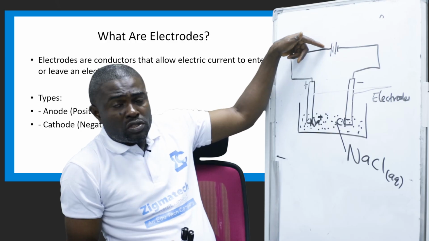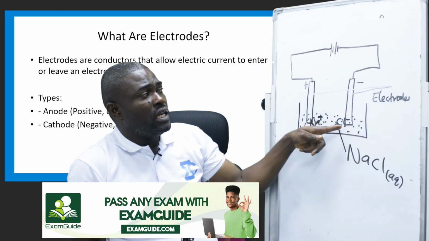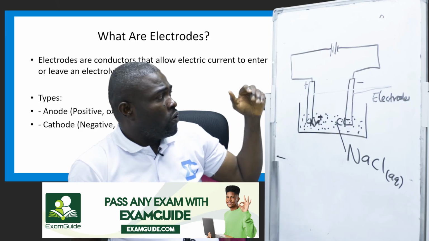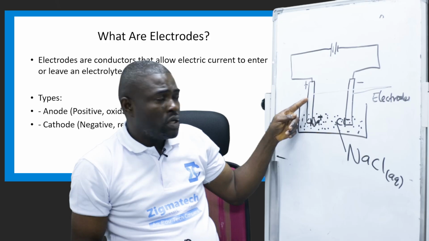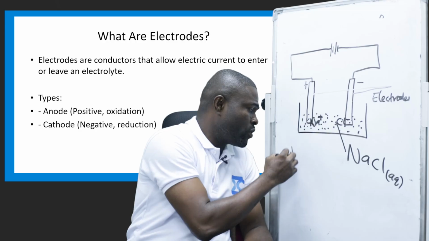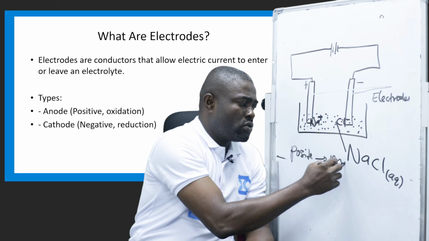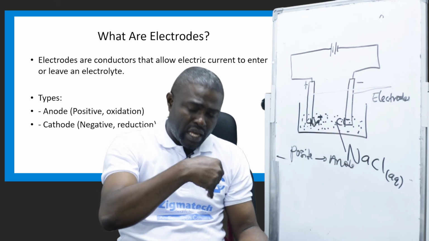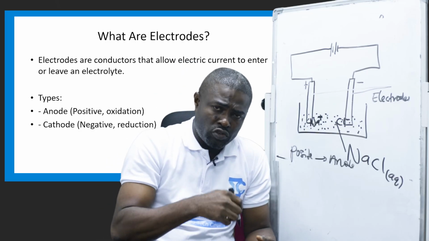Look at these two rods here. Current enters through the positive part and then leaves through the negative rod. What is the name given to the positive rod, the positive electrode? The positive electrode is called the anode, through which the conventional current enters the electrolyte in the electrolytic cell.